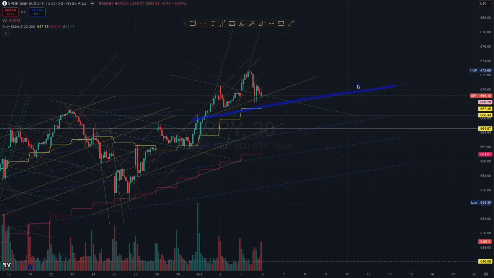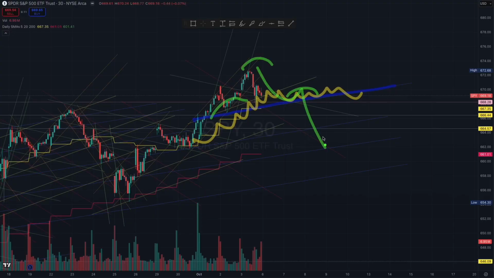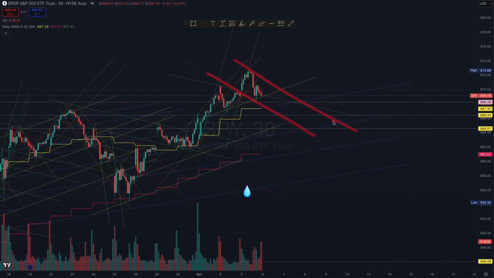The first one will be with the 5-day moving average. If it starts to plateau slightly, that's what you need to be looking out for. If the market wants to grab more liquidity, this will be ideal. But otherwise, you see that magenta is still building liquidity here. Look out for the magenta and the green.